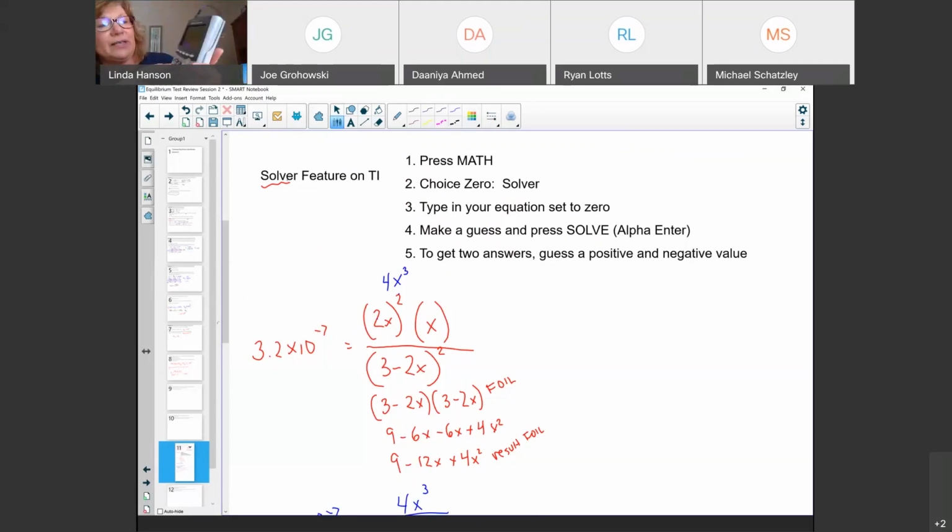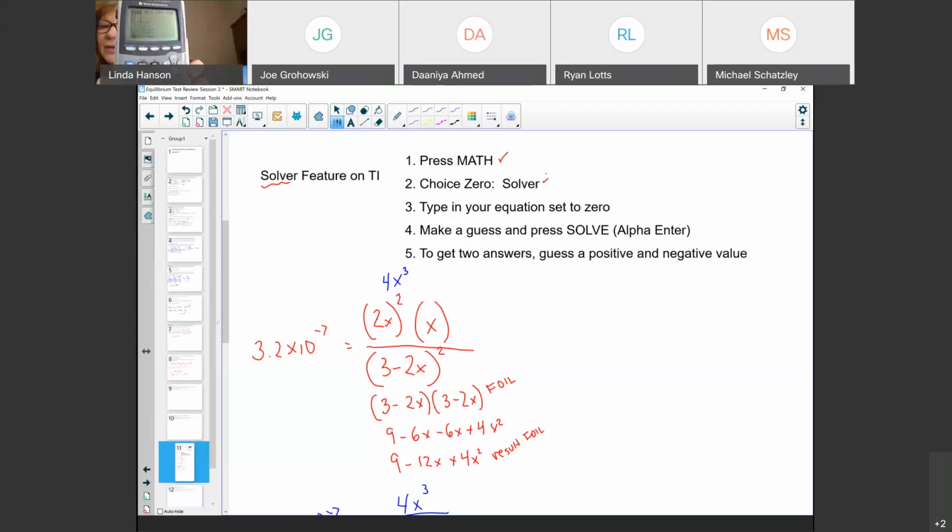Okay, so I'm going to clear your screen, hit your math. So that's what it says here in step 1. Find your math key. It's on the left side, third from the top. When you hit that math key, you want choice 0. Right now on my screen, I see choices 1 through 7. The fastest way to get to choice 0 is just to scroll up 1, and now the cursor is on 0. See how it says solver?